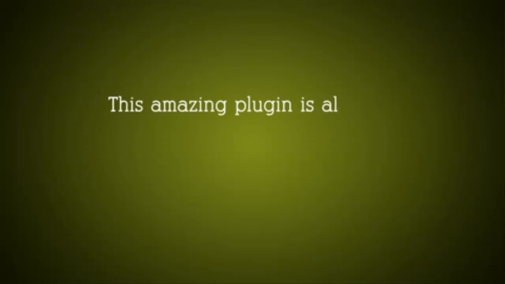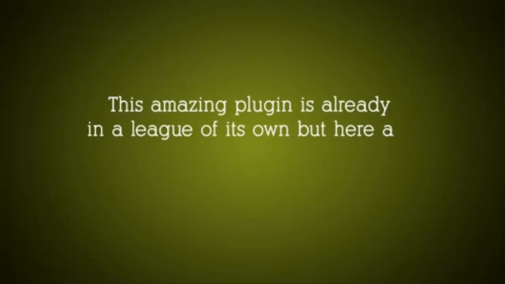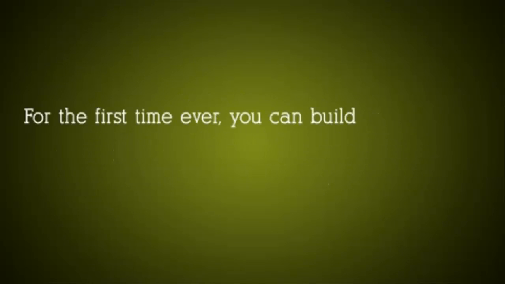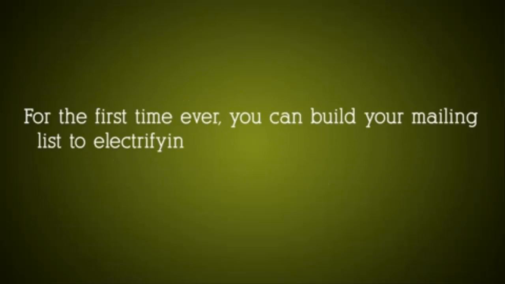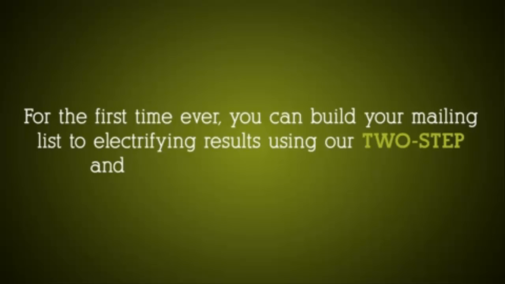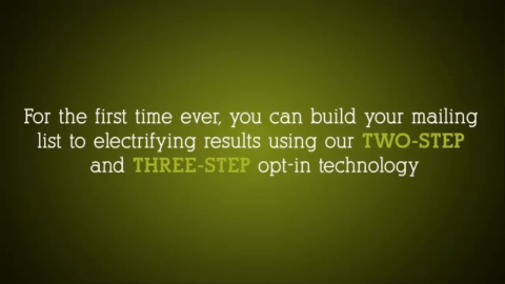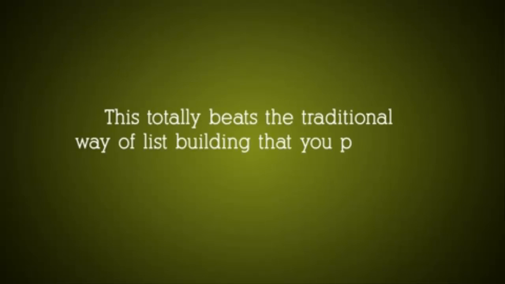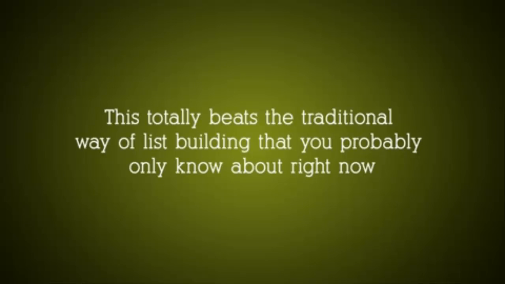This amazing plugin is already in a league of its own. But here are some things Instabuilder 2.0 can do for you that other builders out there cannot. For the first time ever, you can build your mailing list to electrifying results using our 2-step and 3-step opt-in technology. This totally beats the traditional way of list building that you probably only know about right now.